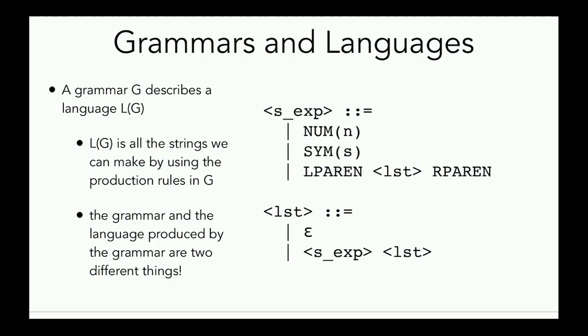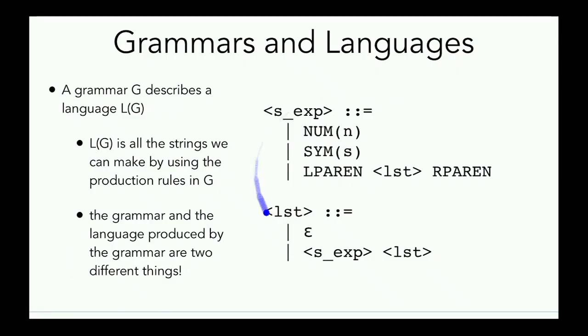We are now going to go ahead and do a quick terminology note. I want to be clear that a grammar is describing something other than the grammar, right? A grammar is accepting a language, but a grammar is not itself a language. So L of G, the language of the grammar, is all the strings that we can actually make by using the production rules inside G. So it's all of the strings that we can accept with that grammar, or all of the strings we can generate with that grammar, depending on whether you want to think about it more as parsing or more as producing. But the grammar and the language produced by the grammar are two different things.